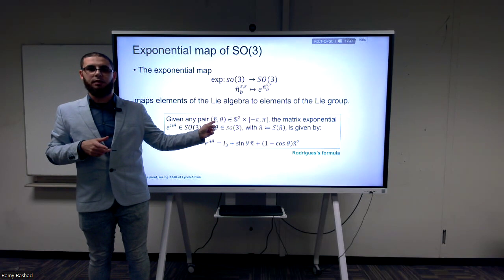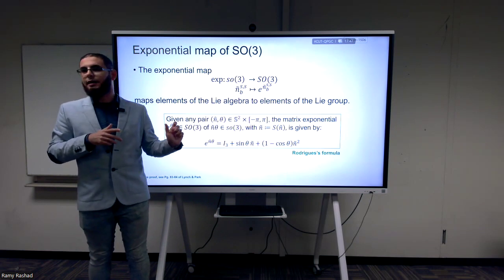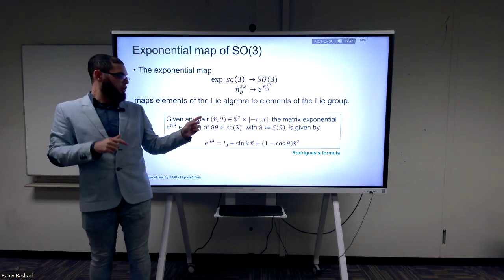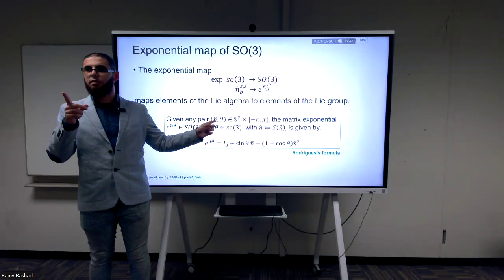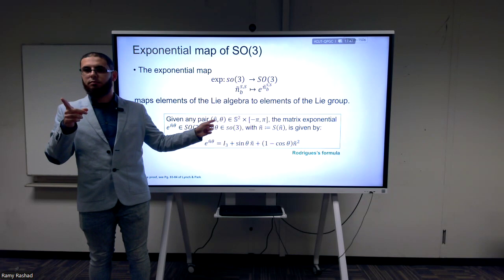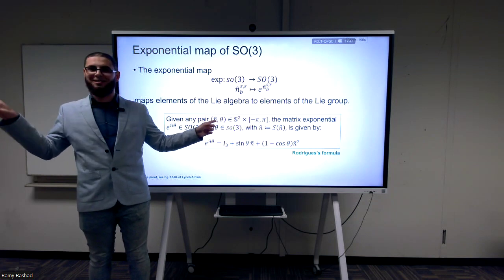How many numbers in the end? 9. If I give you 9 numbers, which is the rotation matrix, how many numbers do you need to represent n hat and theta? Only 3 numbers. Why? Rotation around x, rotation around y, and x. We never talked about this ugly way of describing rotations.